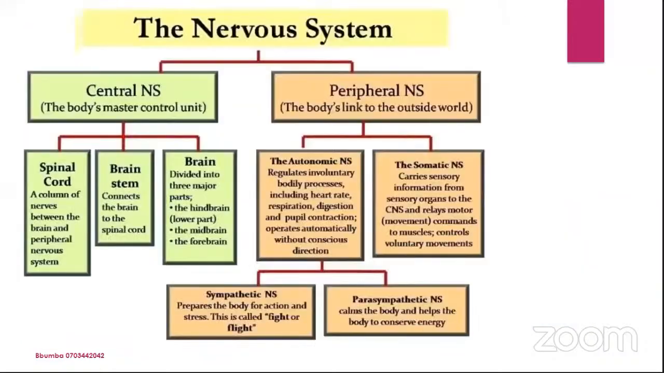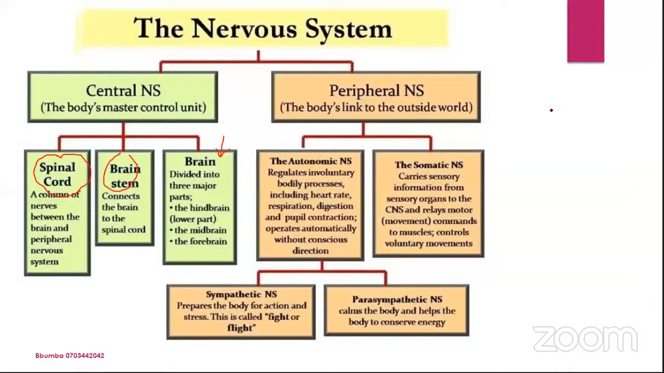So let us continue. Now, the nervous system, I've already told you, is made up of the central nervous system. And the central nervous system is made up of the brain and the spinal cord. And of course, the brain can also be divided into different portions. Now, this one will be for a later lesson where we shall study the brain in detail, as well as the spinal cord. Now, the peripheral nervous system, this one links the body to the outside world.